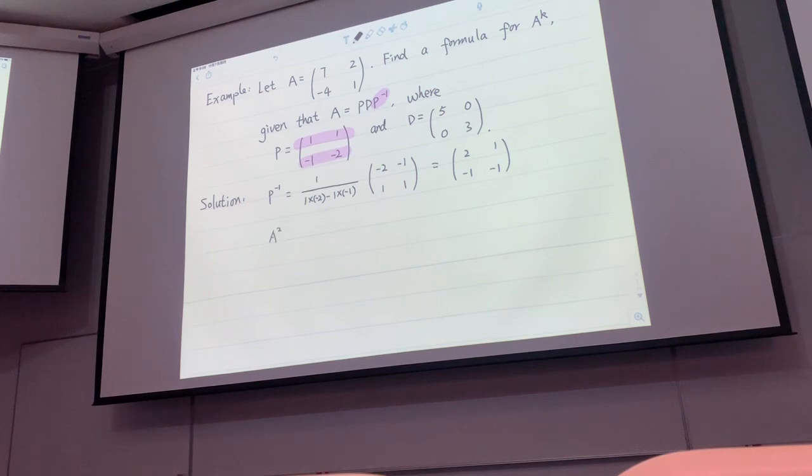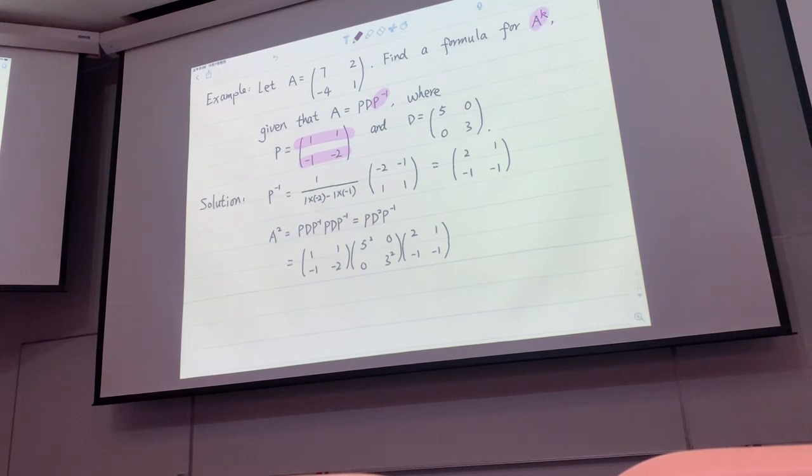So A squared equals P D P inverse P D P inverse, which is equal to P D squared P inverse, which equals 1, 1, negative 1, negative 2 times D squared, that is 5 squared, 0, 0, 3 squared, times 2, 1, negative 1, negative 1, right? It's like this. But our problem is not A squared, it is A to the power k.